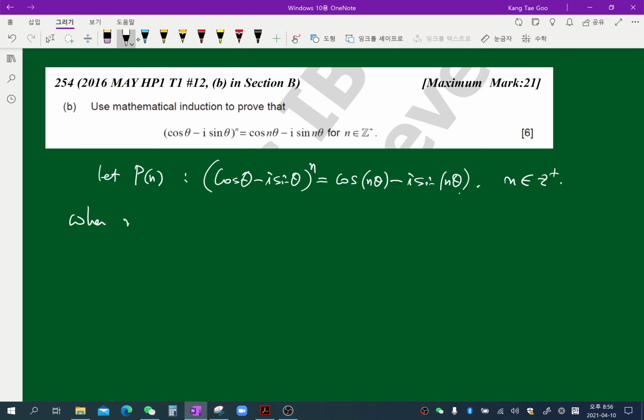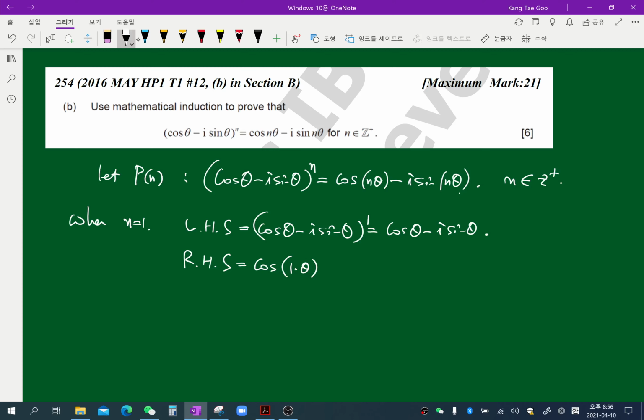When n equals 1, your left hand side is just (cosine theta minus i sine theta) to the power of 1, which is cosine theta minus i sine theta. Then your right hand side, cosine of 1 times theta minus i sine of 1 times theta, which is cosine theta minus i sine theta. Since your left hand side and right hand side are equal, it's always the same, right? P1 is true.